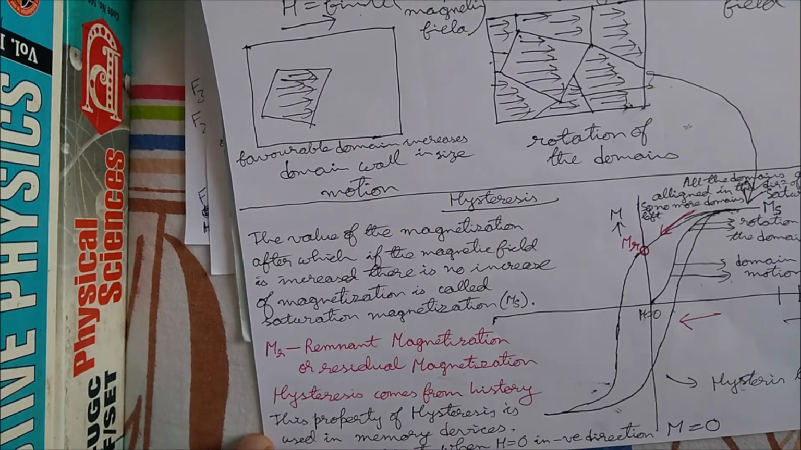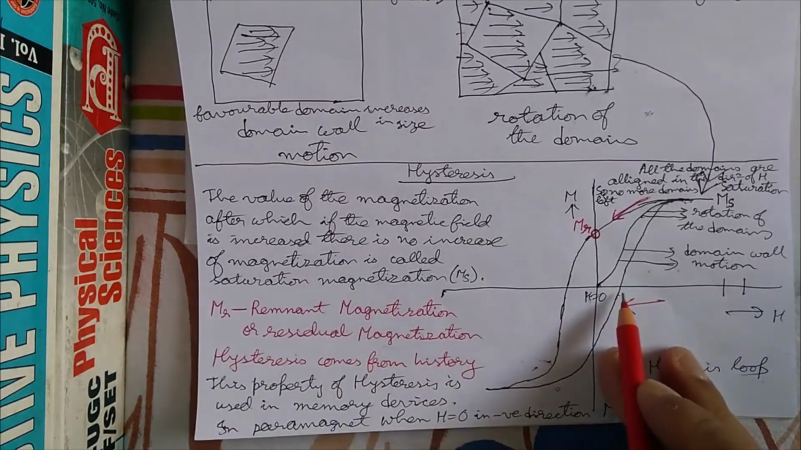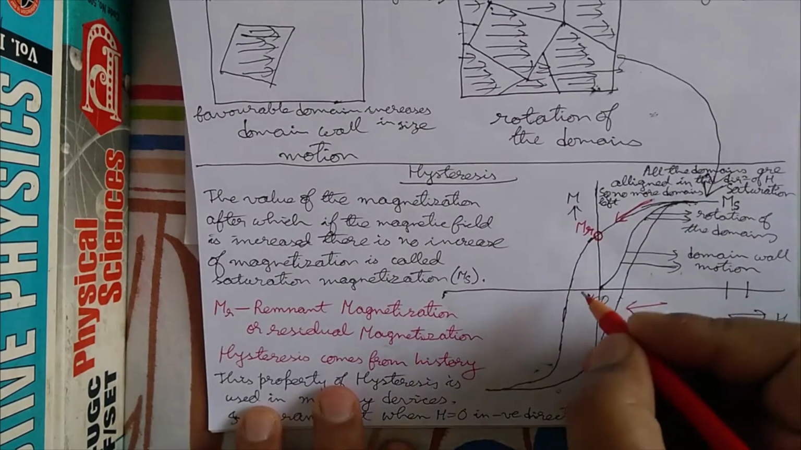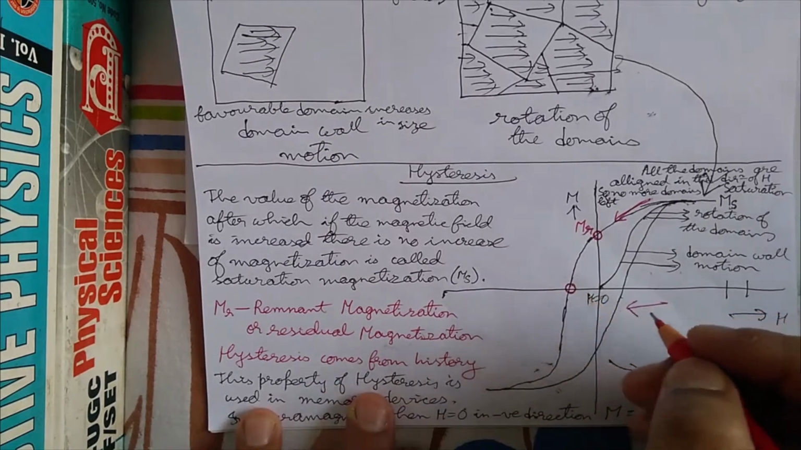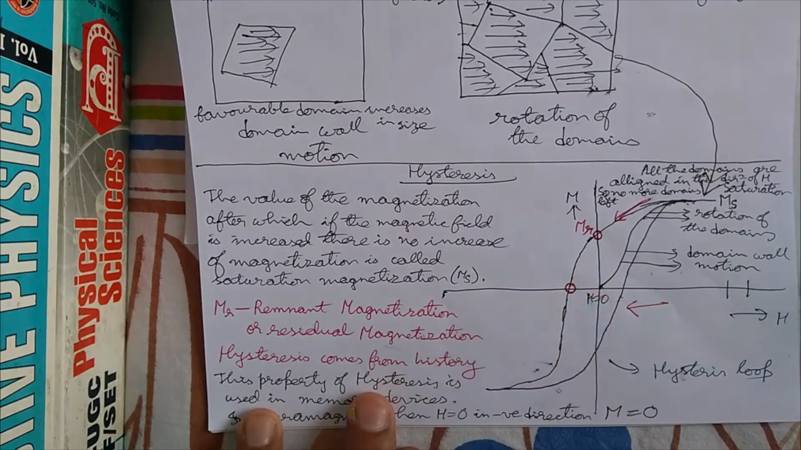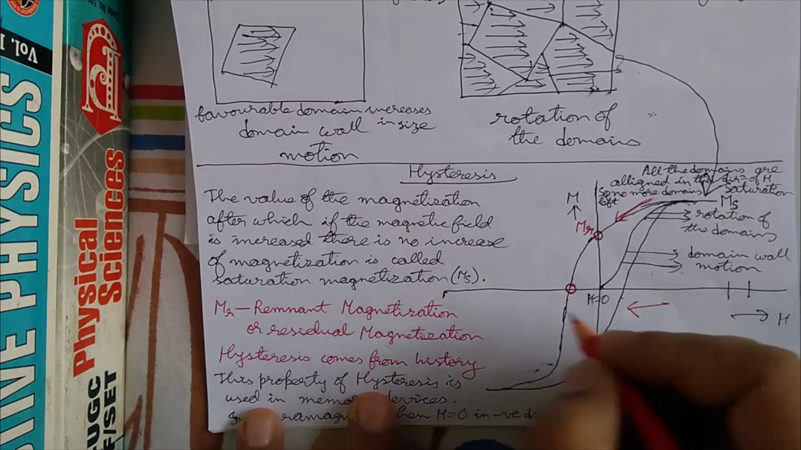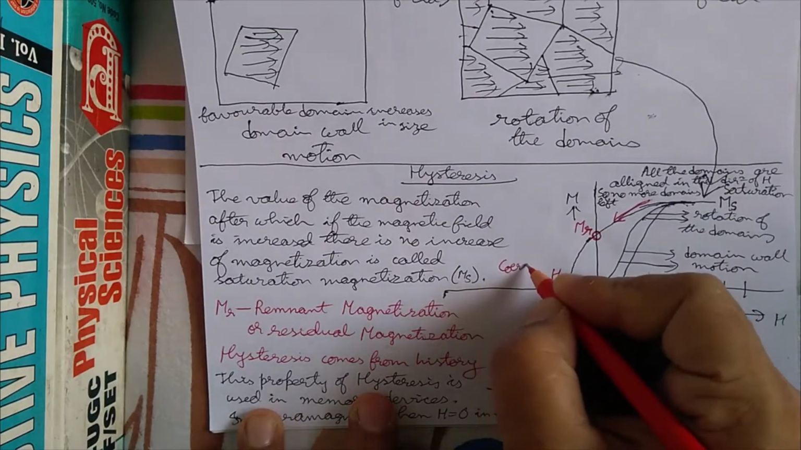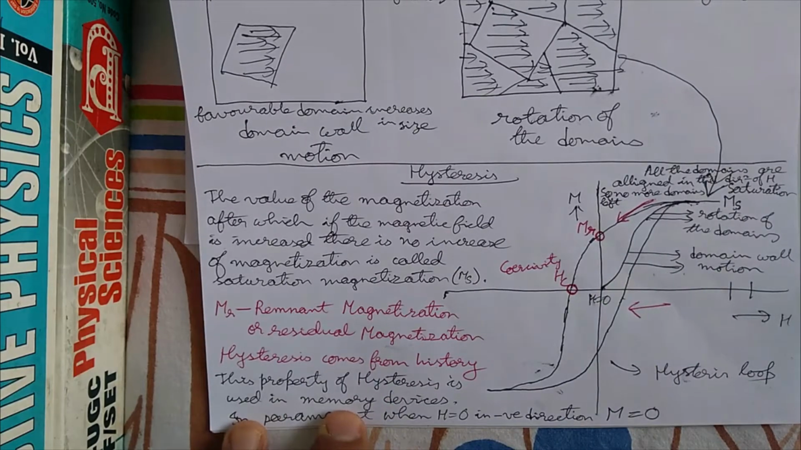Now what will happen? Now you are decreasing the magnetic field more. Like this you are decreasing the magnetic field. So what happens at this position? At this position, the magnetization ultimately comes out to be 0. This is called the HC or coercivity.